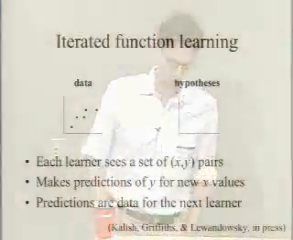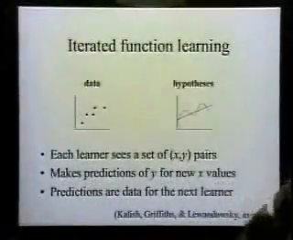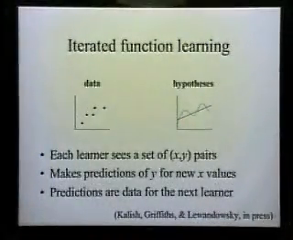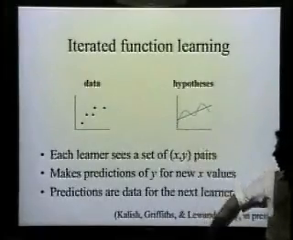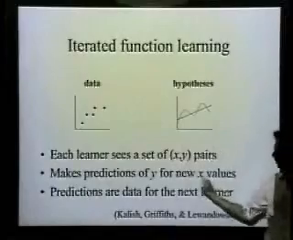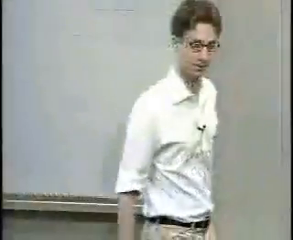So I'll show you an example of this. This is a function learning task. We give people data that are basically XY pairs. The hypotheses they have to entertain are functions relating those variables. They see some data, and I'll show you the format we give them. They make predictions of Y for new X values, and then we use those predictions as the data we give to the next learner.